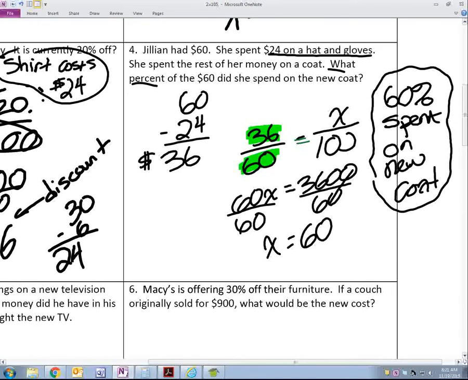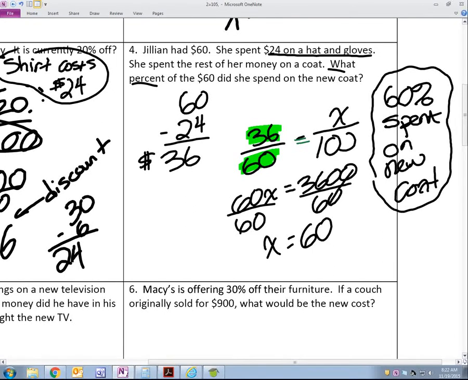So since that's an equivalent ratio, on the top is referring to what we spent on the coat. So that variable, that X, will show how much of the whole was spent. I see what you did, and that's a good mistake. But you need to recognize that that $36 of 60 is 60% of 100%. Because what you did is you did 40, I see. 40% was spent on the hat and gloves.